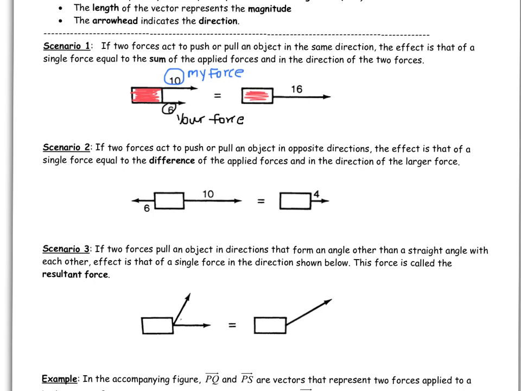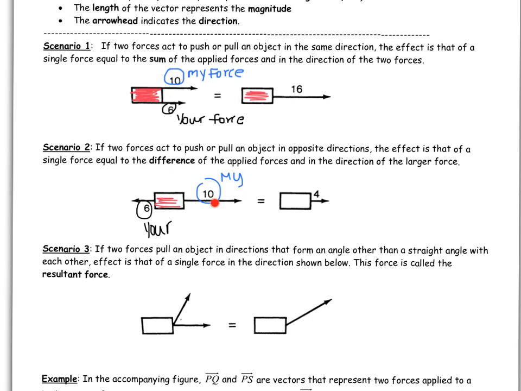Say again, this blue one is my force, and this 6 is your force. And again, we have the box in the middle. So I'm pulling the box to the right. You're pulling the box to the left. So if I'm pulling the box to the right with a force of 10, say 10 pounds, and you're pulling it to the left with, say, a force of 6 pounds, it's kind of like we're playing tug of war. Who's going to win?